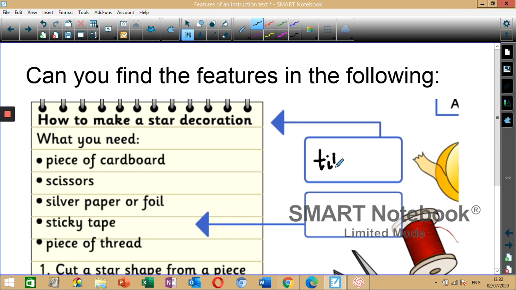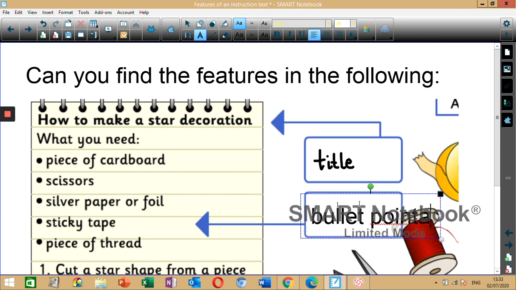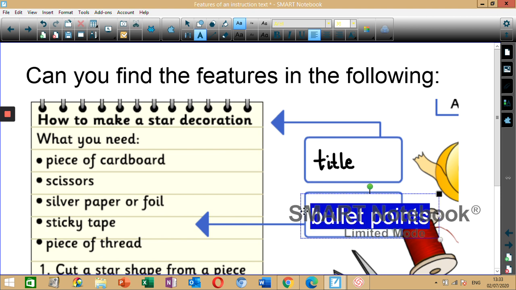And now whilst I'm writing that down, you can look at the second arrow to see where it's pointing towards and tell me what feature is identified over there. So it's pointing towards the bullet points. So write bullet points over here. Bullet points. Well done if you got that correct as well. Just make it nice and small.